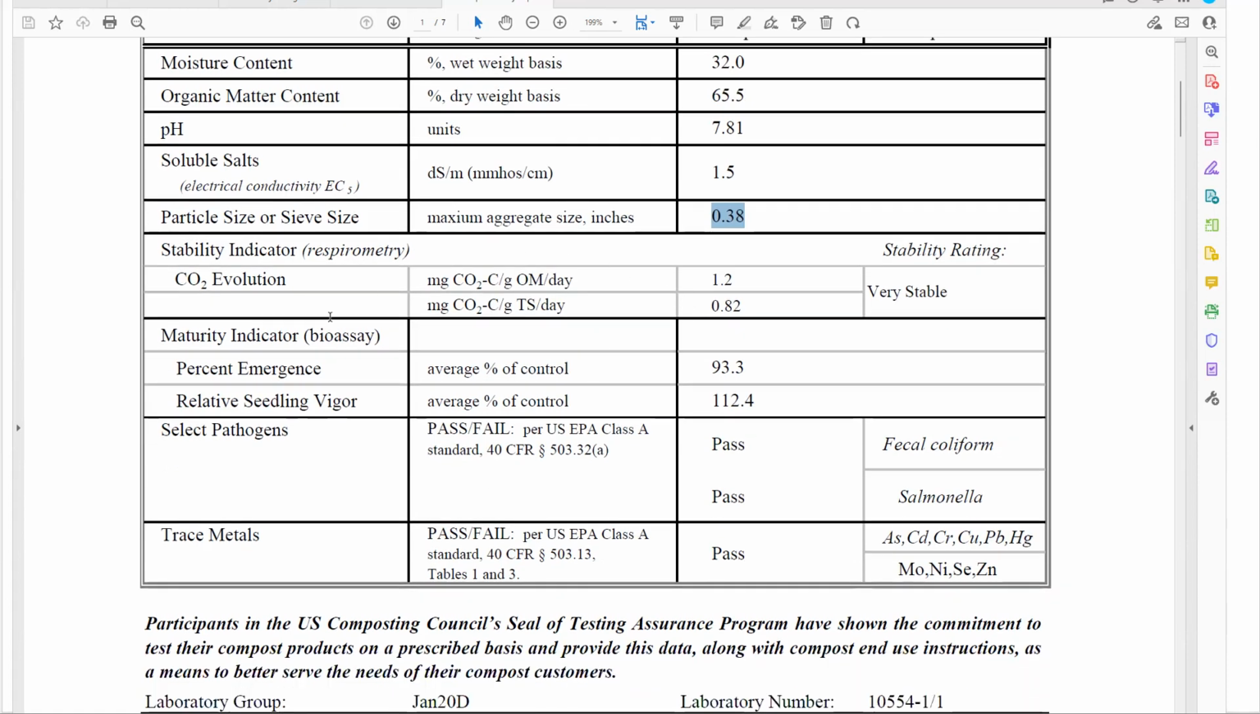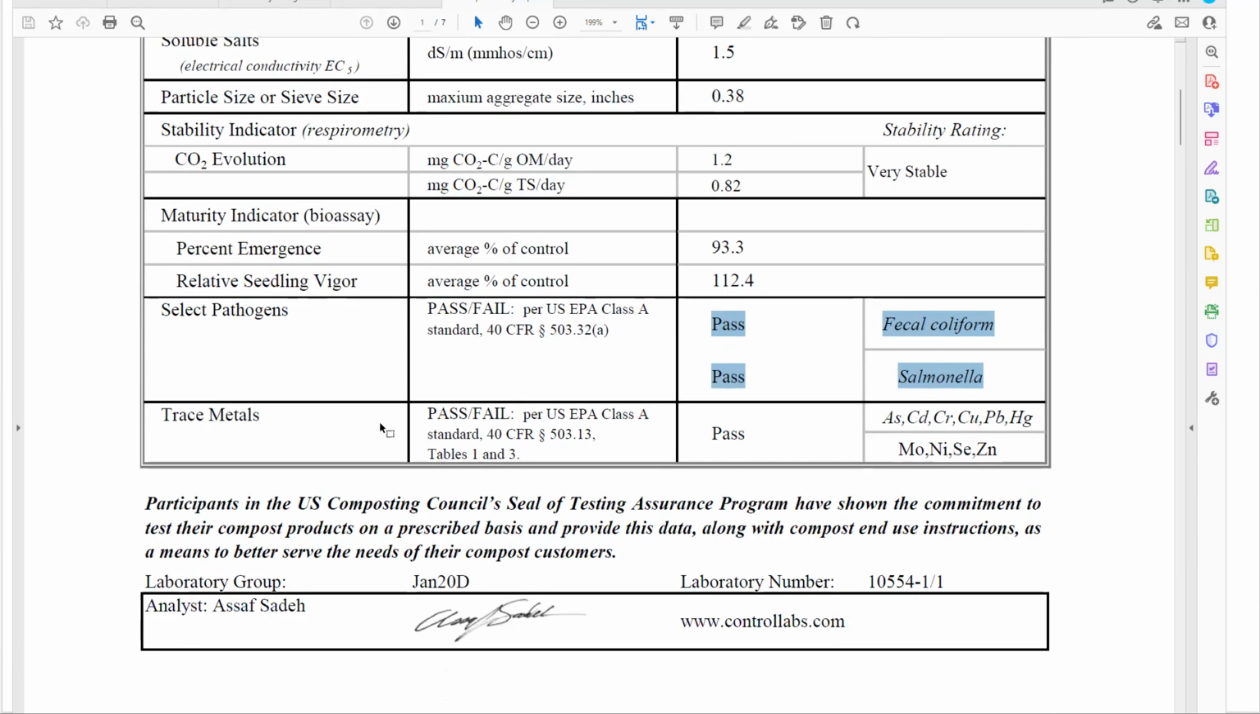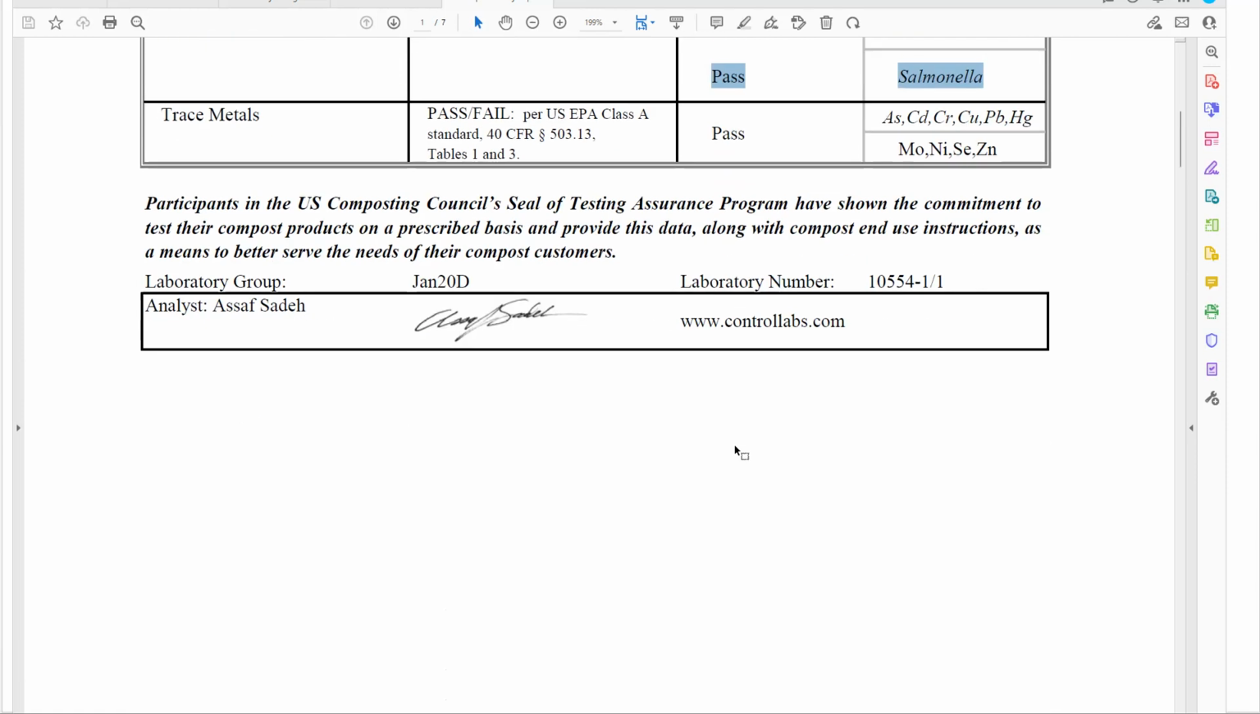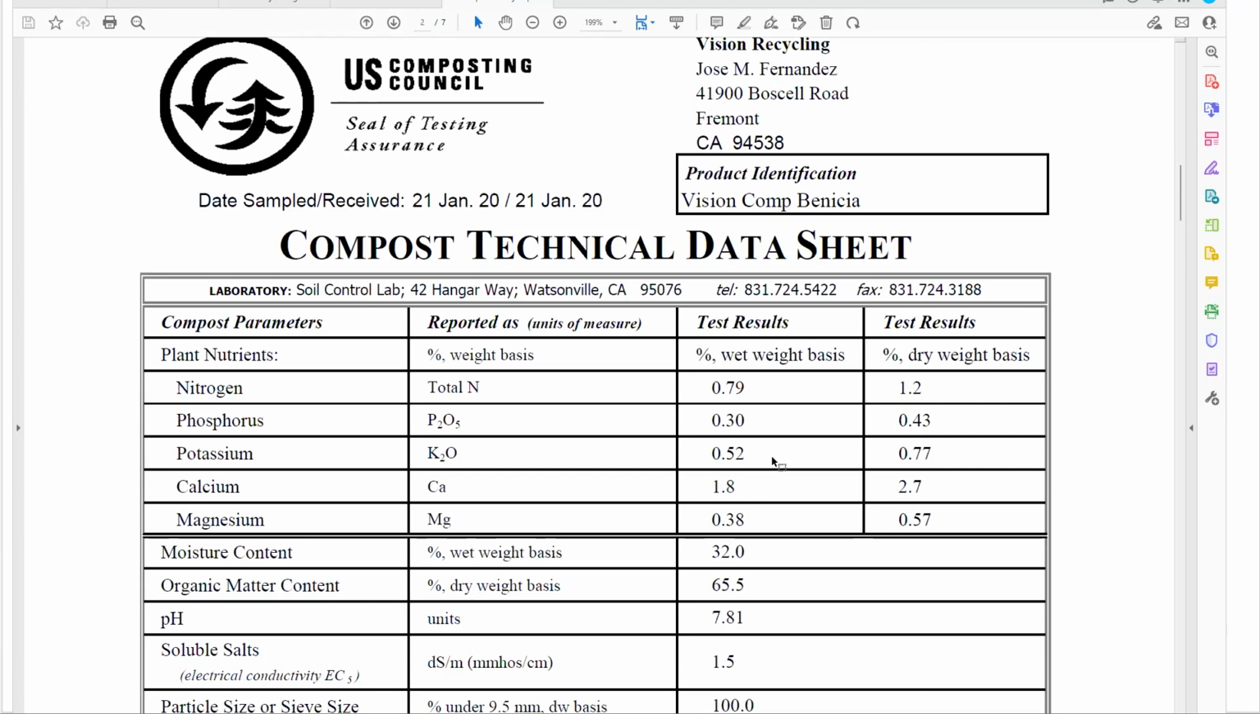Okay, so here's all the things, and this is sort of the big one to make it retail sellable. These pathogens, fecal coliform and salmonella, it passed. Okay, these are the really important pieces. Also, passed trace metals, which is typically a measure of pollutants and other heavy metals within soils that we don't want in our soils.